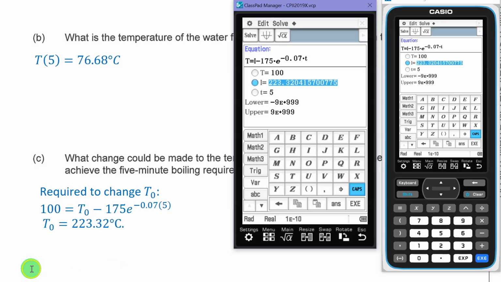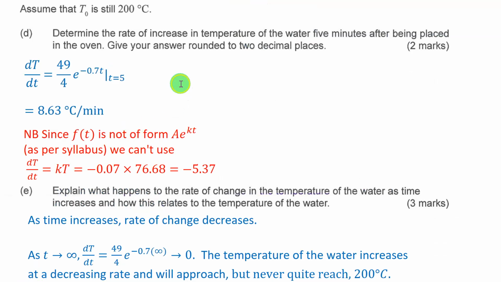So that's okay. So carrying on into part D, we now have got to assume T0 is still 200, and we've got to work out the rate of increase in temperature. Now, just a note of caution, because f of t is not of the form A e to the kt as in the syllabus, we can't use our regular method of doing this and just saying that the rate of change is proportional to kt and come up with this answer, which would obviously be wrong. So we've actually got to differentiate our temperature function and sub in 5.